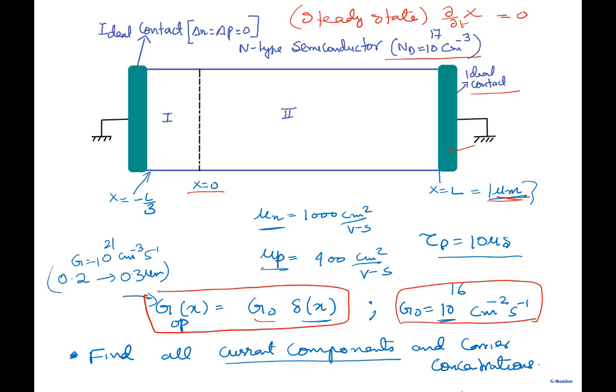Okay, to analyze this, where will you start? What is your starting point to analyze this? It's a very, very basic semiconductor problem. N-type semiconductor, generation at one particular place, ideal contacts at two ends, right? Now, how would you start with this? What is your starting point?